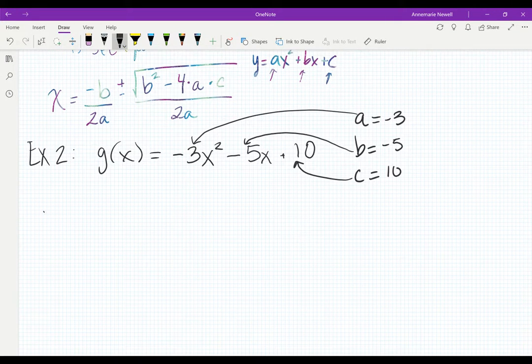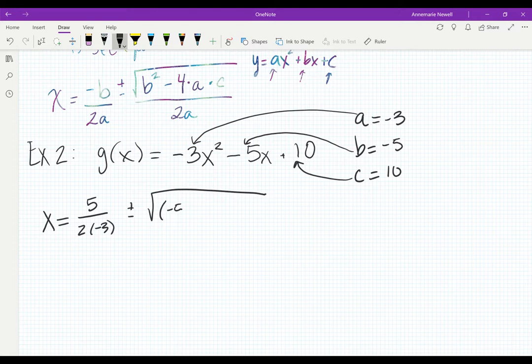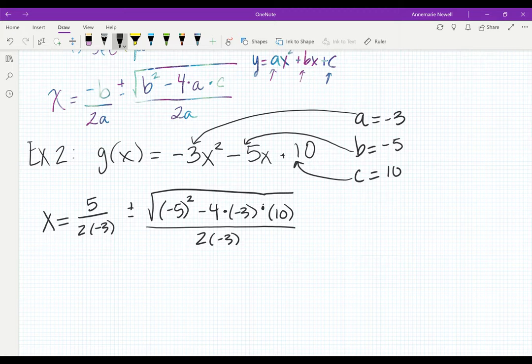Okay, so here we go. X equals opposite of b. Now, negative is a positive, so this is a positive 5 over 2 times negative 3, plus or minus the square root of b squared. I'm going to use parentheses here so I don't get confused. Minus 4 times, my a is a negative 3, times c is a positive 10. And that is all over 2 times a, which is negative 3.